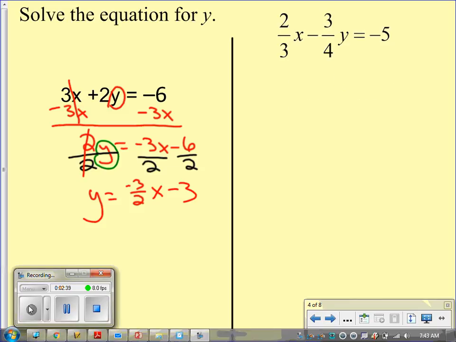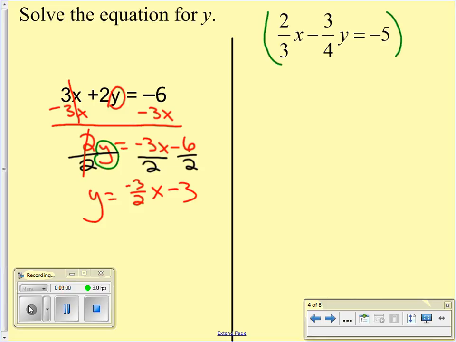The other example looks like what we ended with in 5.1. We have fractions, so my first step is to clear the fraction. What I notice is that 3 and 4 do not go into each other. But I can find a least common multiple of 3 and 4, which is 12. 3 goes into 12 and 4 goes into 12. So in order to clear the fraction, I'm going to multiply every part of the equation by 12.